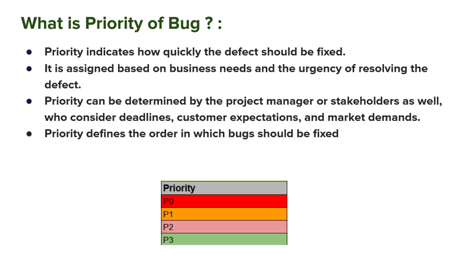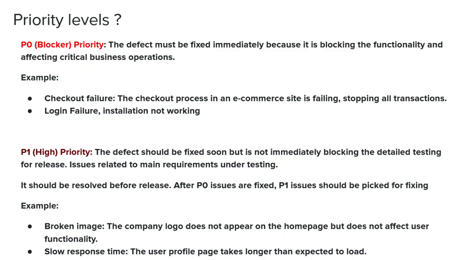Priority is how quickly the defect should be fixed. And depending on the market demand, the customer expectation, and the stakeholders, the priority of the issues can change. Priority mainly helps the developer to decide which issues should be picked up first. There are different types of priority levels. The first one is P0 priority. P0 means it's a blocker priority issue.